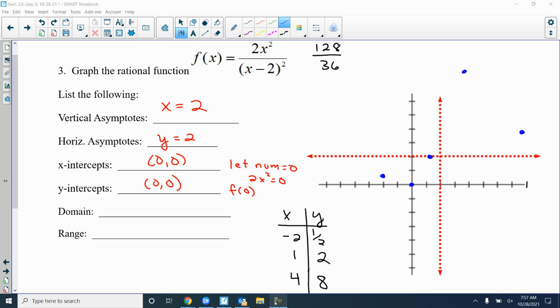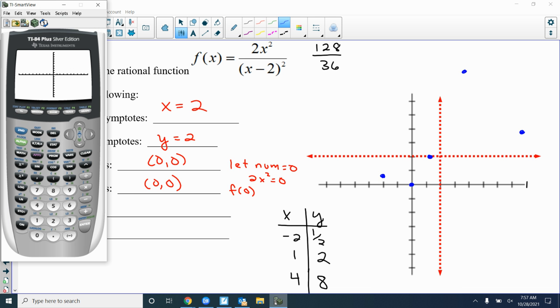All right, so what do we got here? We got y equals 2x squared divided by (x minus 2) squared. Graph. Okay, so you get this, look here. Here's what's going on.